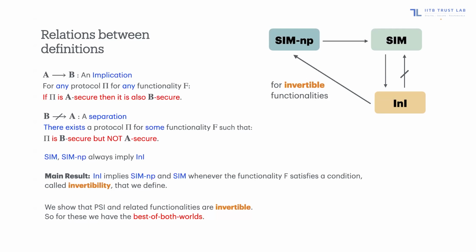But our main result is the one on the side, which says that for functionalities which are invertible, I'll give the definition of invertible soon, we can show that INI implies SIM-NP, which means that INI implies SIM, and in turn INI is equivalent to SIM for functionalities which are invertible. So with this, we get the best of both worlds. We have a definition which is concrete security friendly and provides the same level of security as the simulation-based definitions.